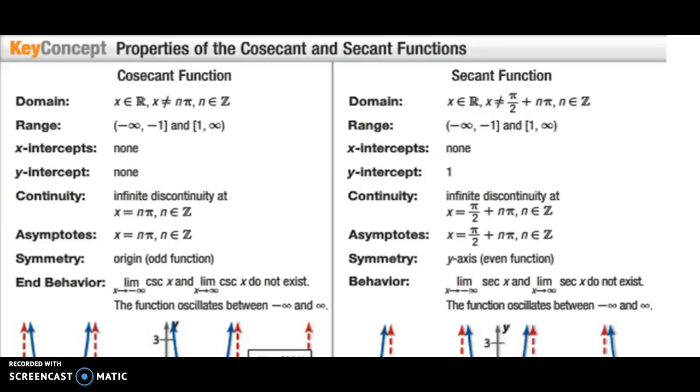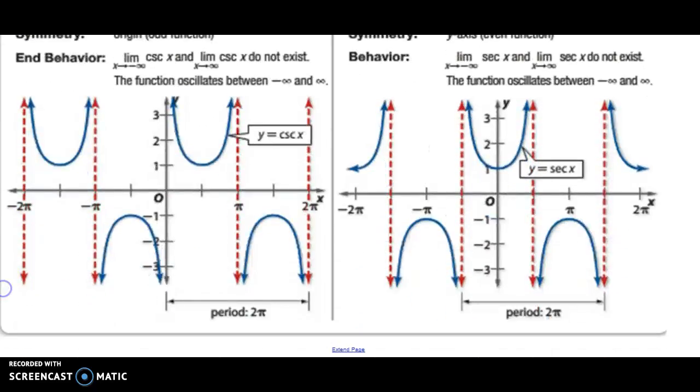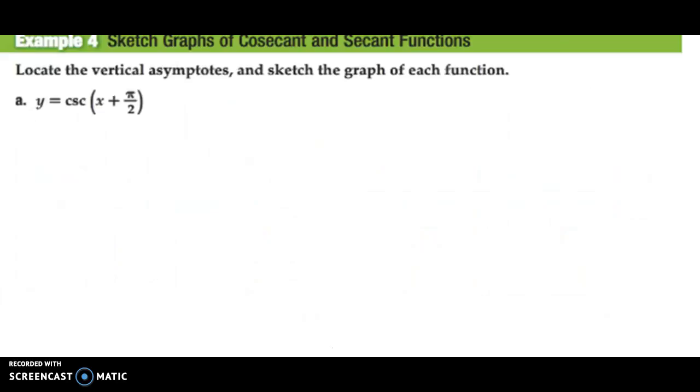Obviously we don't have to hammer through all of them, but you'll see that they look very similar to each other, just like sine and cosine graphs do, just shifted a little bit. It says locate the vertical asymptotes and sketch the graph of the following function. We go back and we need to know again what the period is for these values. Now again, how did we find the period of sine and cosine functions?